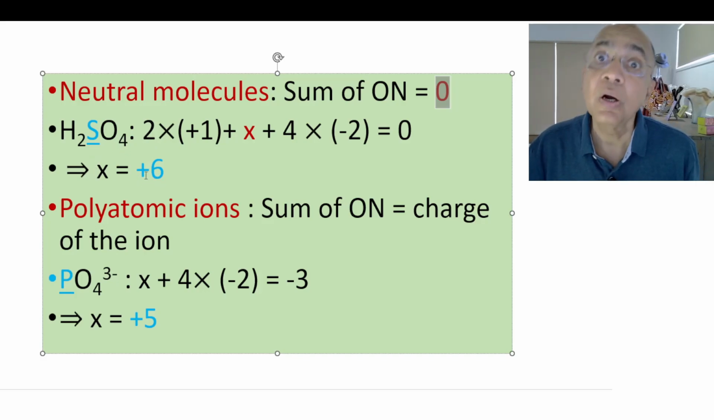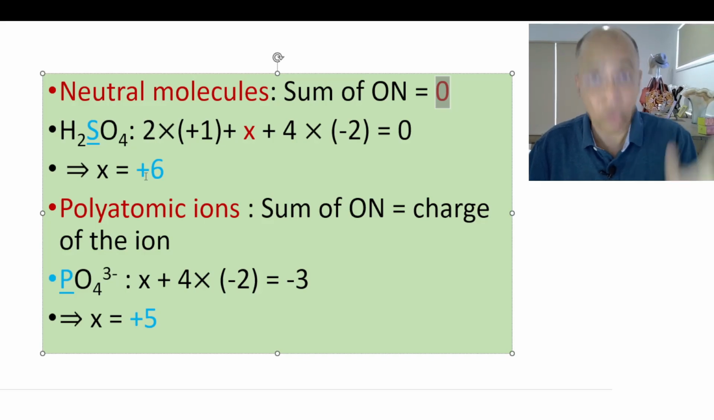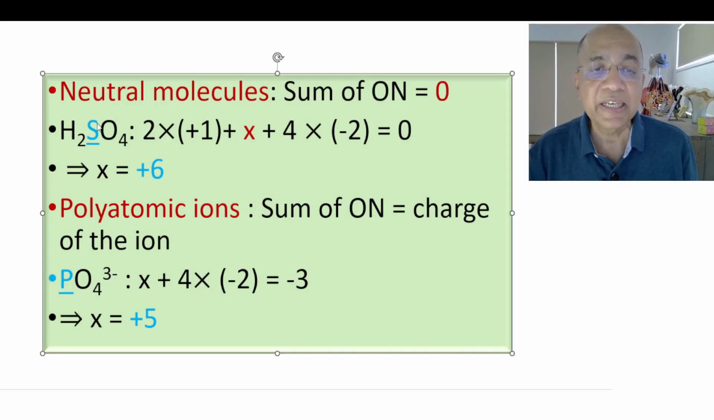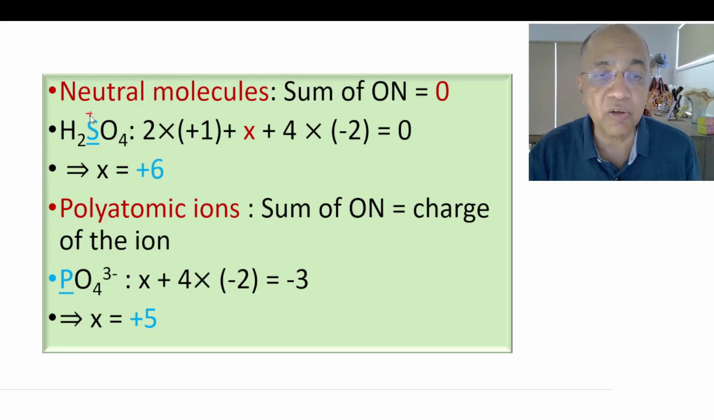You have to give sign. You can't neglect sign. You can't write 6. Always you have to put a sign. Although +6 means 6, 6 means +6, but you have to give plus sign. So the oxidation number of sulfur in this sulfuric acid molecule is +6. This is not a real charge. It's a peg charge. What is called the oxidation number.